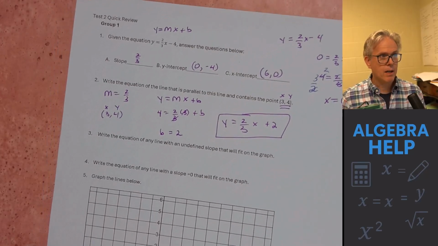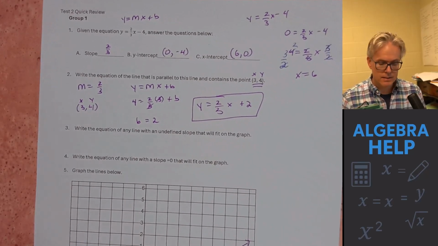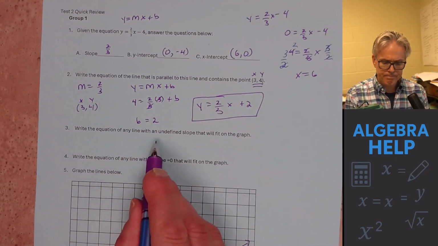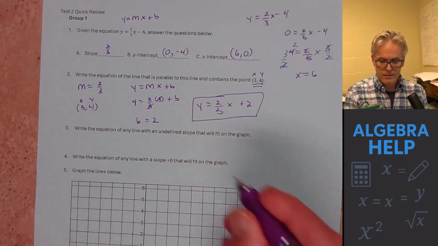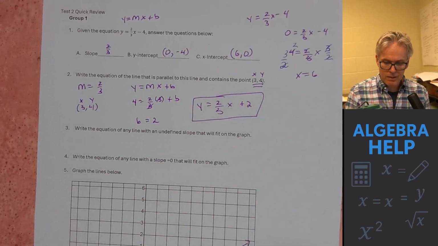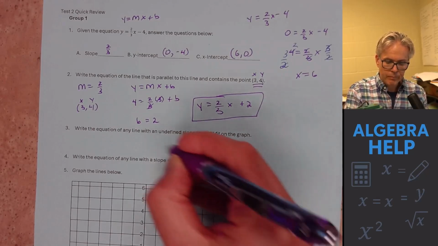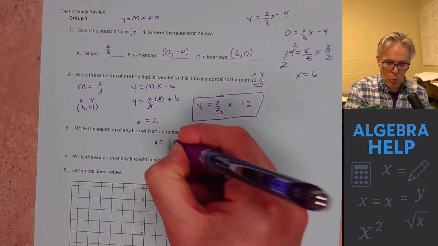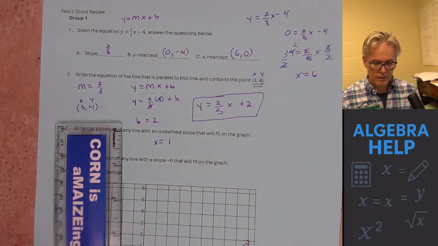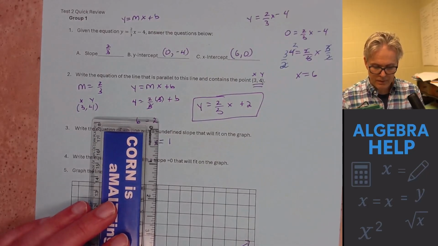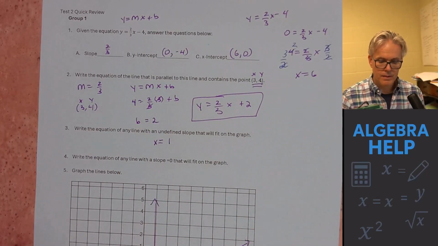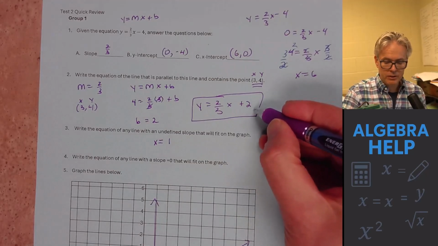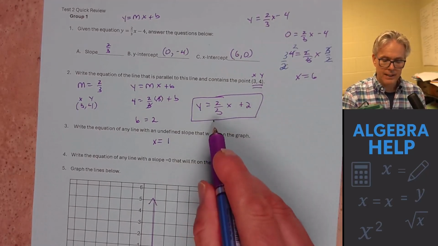Okay, now write the equation of a line that is undefined that will fit on the graph. Any line that will fit on the graph, well, what do we got here? How about x equals 1? And so we can graph that right there. I don't think I asked you to graph this, but let's go ahead and graph that. Let's see if we get a line that looks parallel.